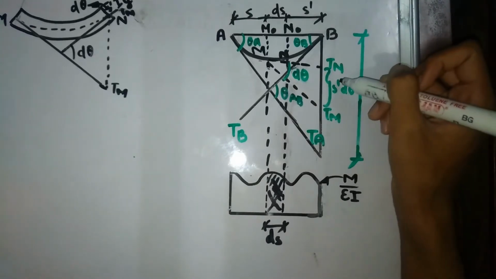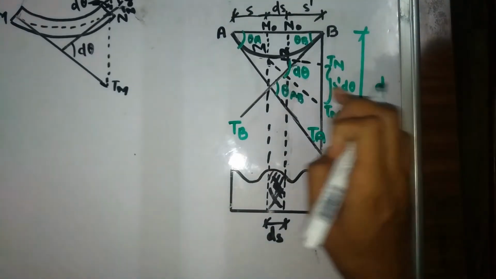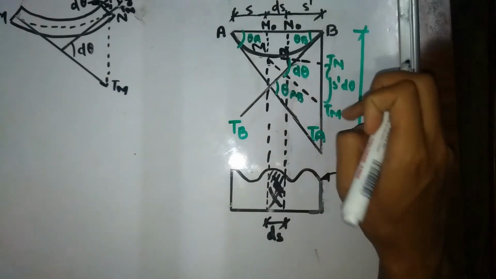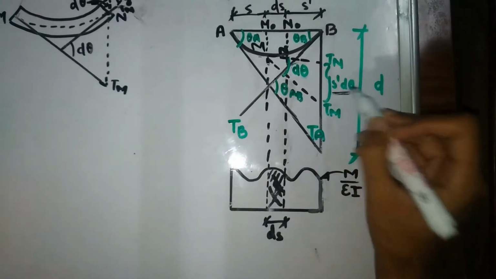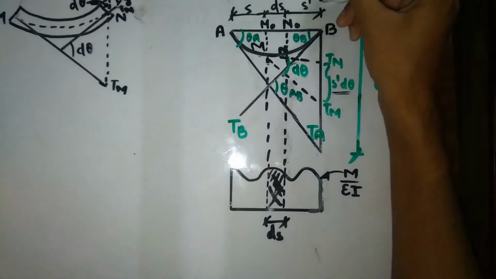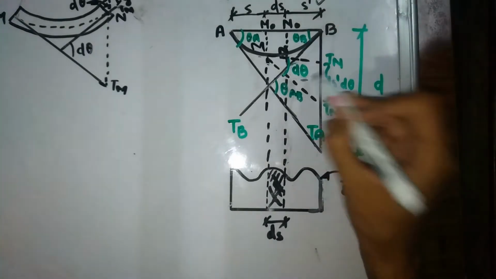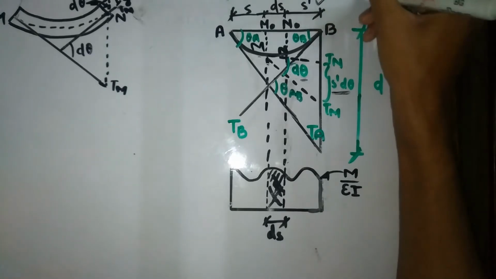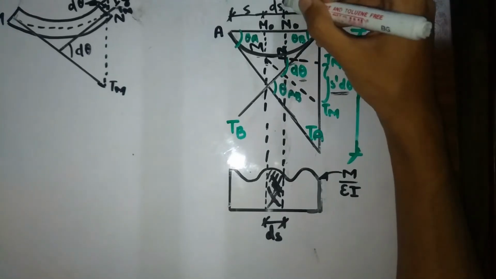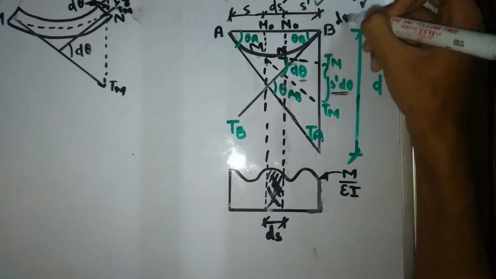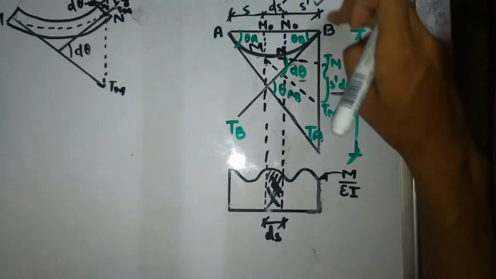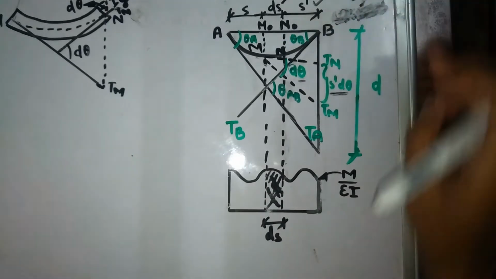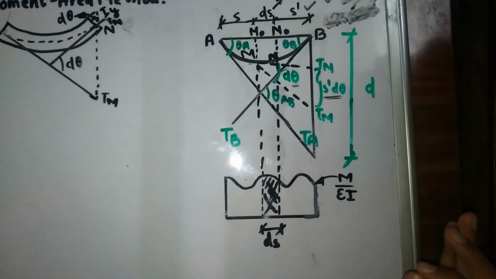Here we have the distance from TN to TM as S star d theta. This is because we have our distance S star and our d theta, and we have simply used the formula theta equals L by R. Since the distance ds is quite small, ds plus S star is nearly equal to S star only. So we have simply used the formula theta equals L by R over here.